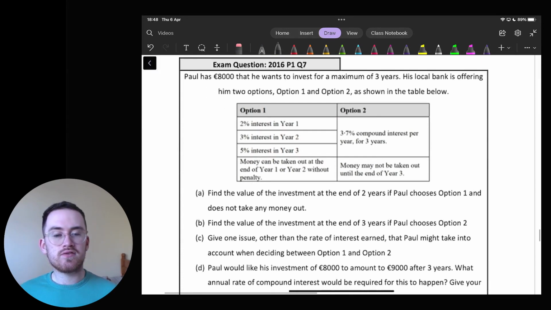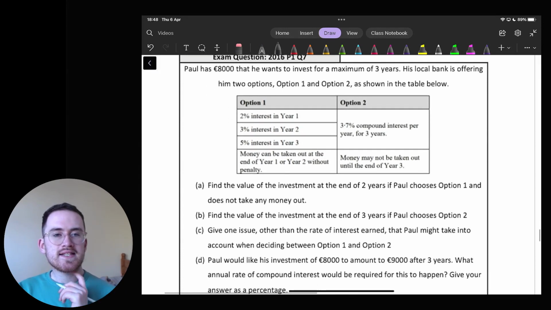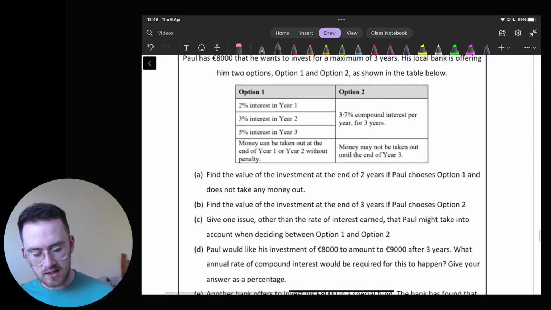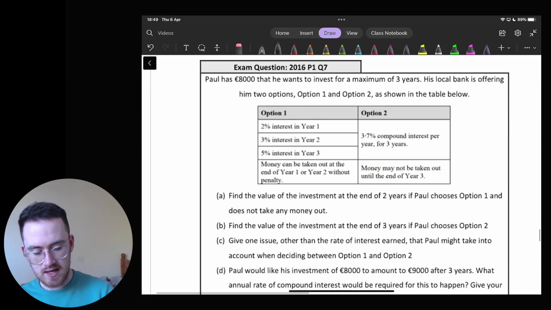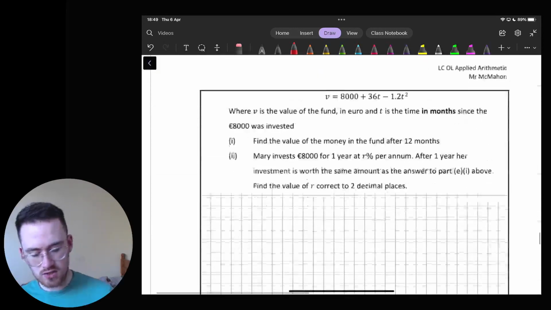So here, a nice full long question. Paul has 8,000 that he wants to invest for a maximum of 3 years. His local bank is offering 2 options as shown in the table. Find the value of the investment at the end of 2 years if he chooses option 1 and does not take any money out. Okay, so let's have a look. So he's investing 8,000 and we want to know the value at the end of 2 years if he chooses option 1. And option 1 is this here. So 2% interest in year 1, 3% interest in year 2.